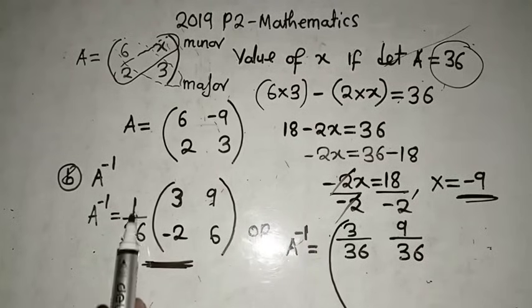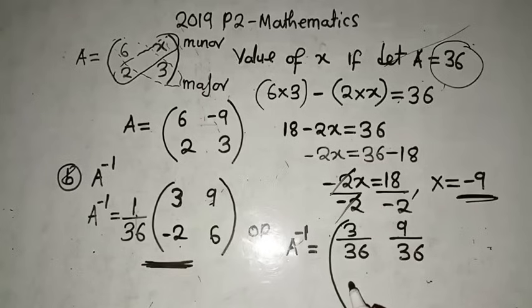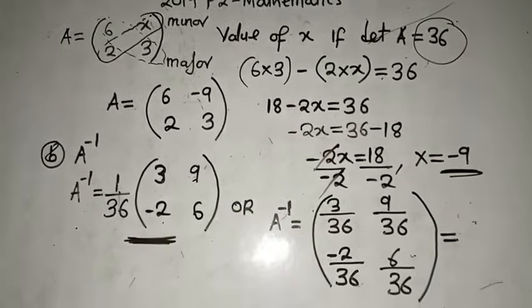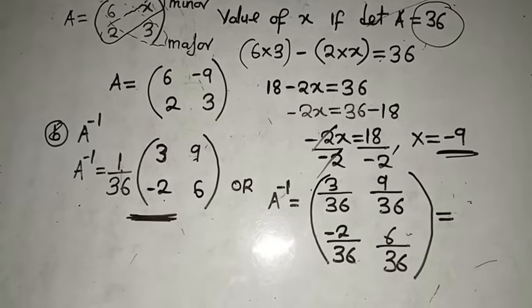You move to this other one. You say 1 times negative 2. It is what? Negative 2 over 36. You move to 1 times 6. That is 6 over 36. You've got something like this. You can complete this by saying this is now equal to, you can further evaluate it.